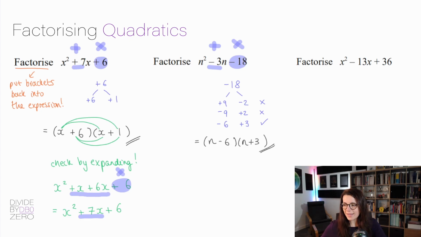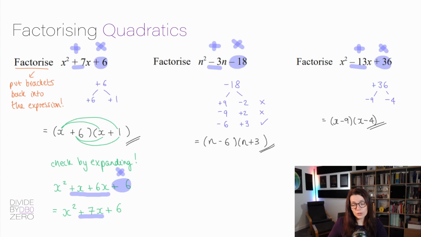Last example on this page, two numbers that multiply to give plus 36, but add to give negative 13. In this case, we actually want negative 9 and negative 4, because negative 9 times negative 4 makes plus 36, but negative 9 plus negative 4 also makes negative 13. So the answer for this one is going to be x minus 9, x minus 4. And remember, if you're in an exam, you can always check your answers by expanding the brackets again.